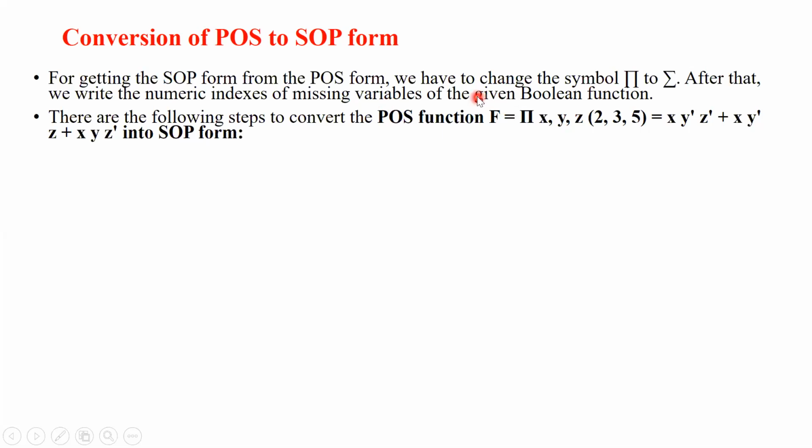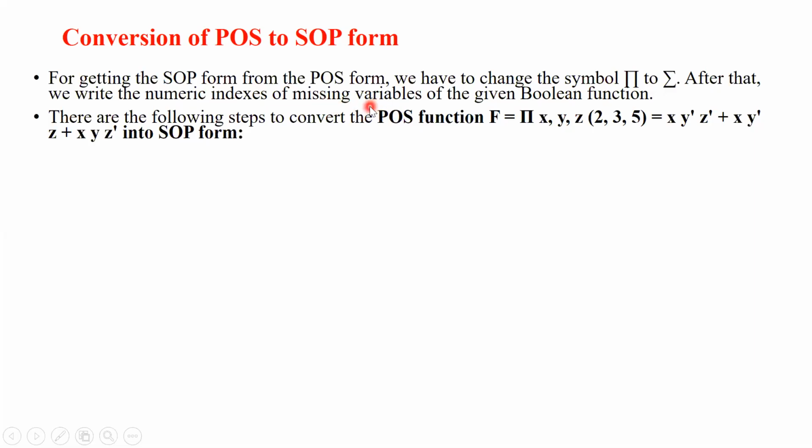So what I have to do, I have to change the symbol from pi to summation, because we use the summation symbol for sum of product. So the very first logic that comes is I need to change the symbol. After that, what we will do is we will write the numeric index of the missing variable.